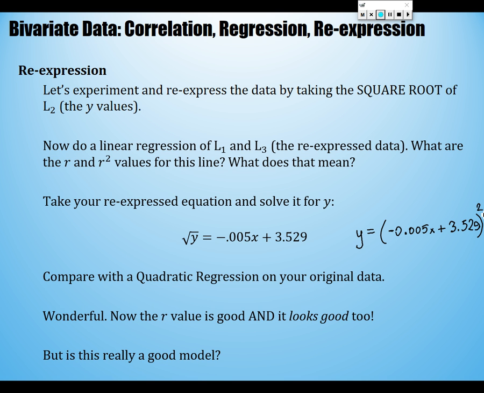Oh, so can you take an r value of a quadratic regression too? Anything that can be linearized, you can give an r squared value for, sure, yeah.